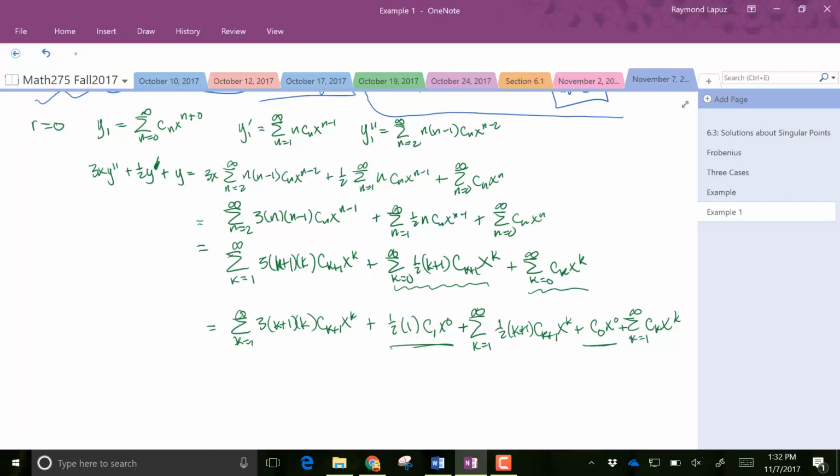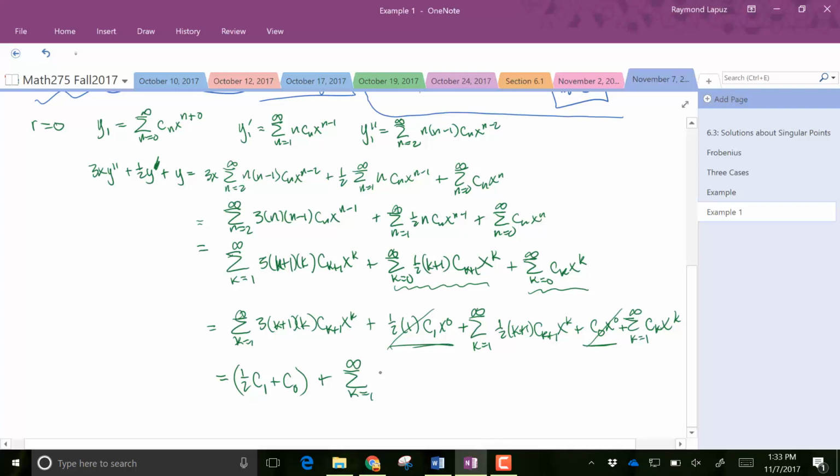And then that would find a relationship between C1 and C0. And I'm going to move that in front. So 1/2 C1 plus C sub 0. So those two terms are gone, taken care of here. X to the 0 power is just 1, so that's constant. And then everything else can go into one series because the series now starts from 1 to infinity.